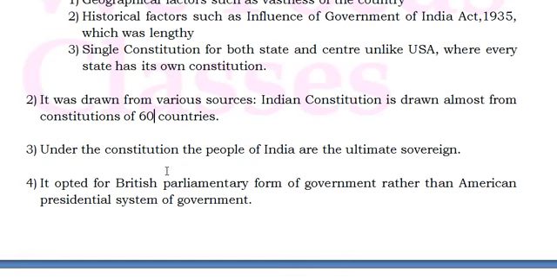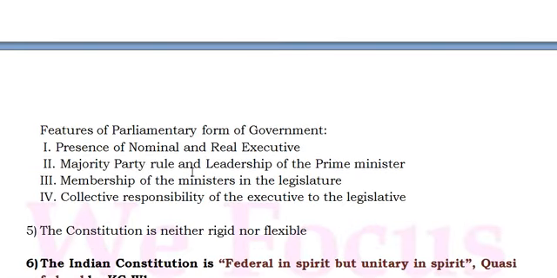It adopted the British parliamentary form of government rather than the American presidential system. Our system is parliamentary. What is the meaning of parliamentary system? It has a nominal and a real executive. In India, the nominal executive is the president and the real executive is the prime minister. There is one more provision that the majority party will rule. In the elections, whoever gets the majority will form the government and rule, under the leadership of the Prime Minister.